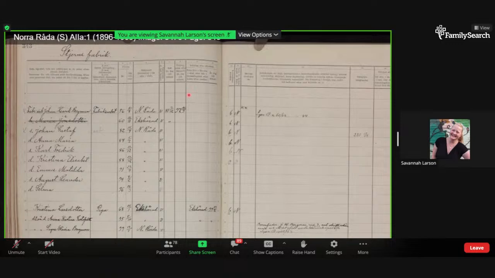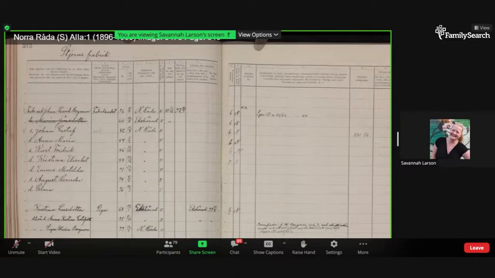If we come to this column here, you'll see the marriage date. They were married in 81. But then this column where it says Enkling or widower, under Johan, it shows that he became a widower in 97. It doesn't actually give Maria's death date on this page, but it does give the date when Johan Henrik became a widower, which would indicate that we need to go look for a death on that day for Maria Jensdotter.